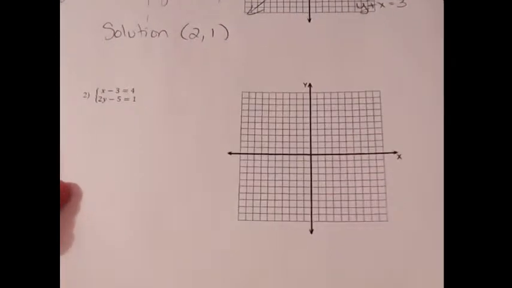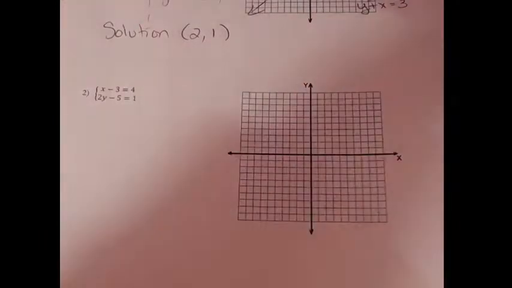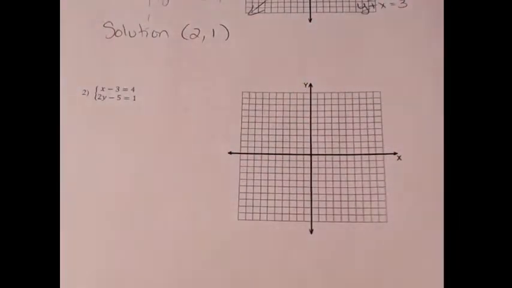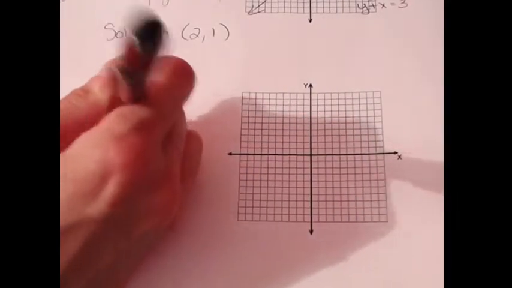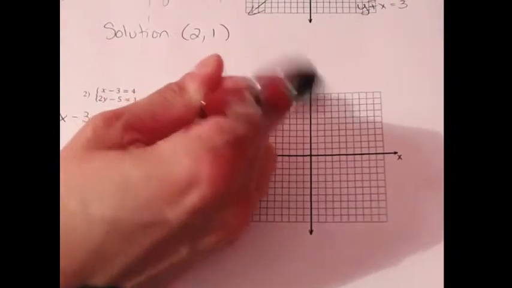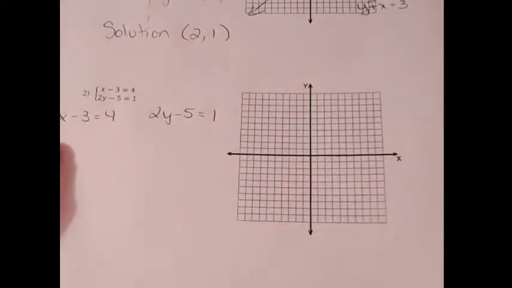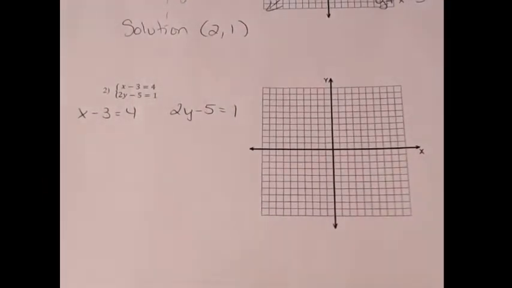Let's take a look at number 2. We have x minus 3 is equal to 4, and 2y minus 5 is equal to 1. So again, if I wrote each equation out separately, just so you could see what's going on, I would hope that your gut instinct here for the first equation would be to get x by itself. Maybe at first you freak out and you're thinking, whoa, there's no y. But then you remember that we have something called vertical and horizontal lines. So not having one of the variables is actually not a big deal.